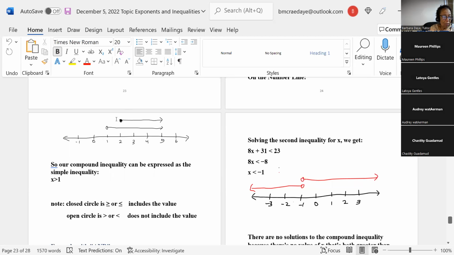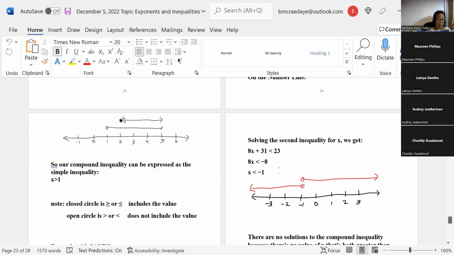So like here, where you see this number line, see that arrow? So the 2 is included here, right? The 1 is not included here, okay? So when you see that closed or shaded circle, that's a greater than or equal or less than or equal. That's the easiest way to remember it.